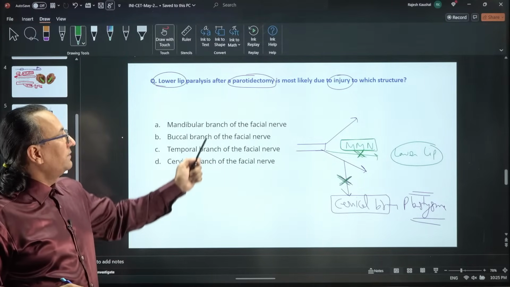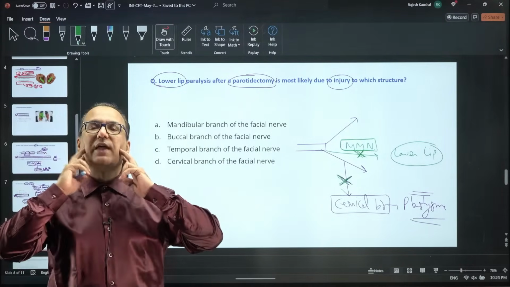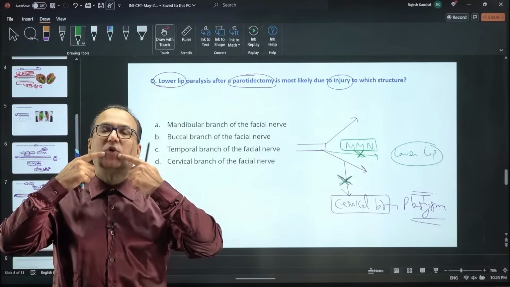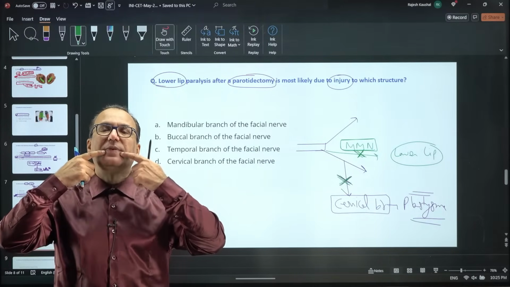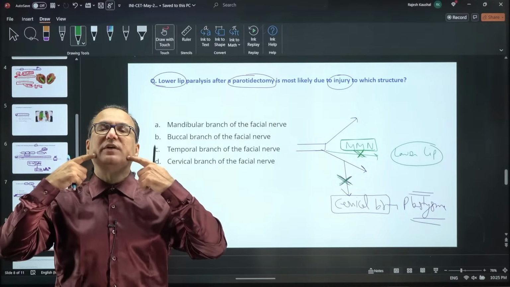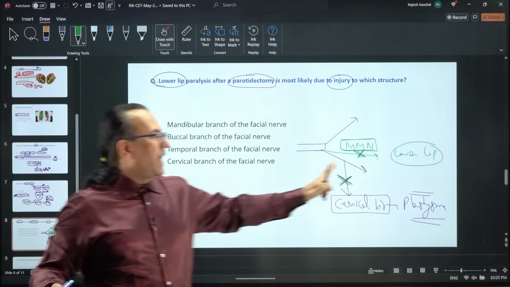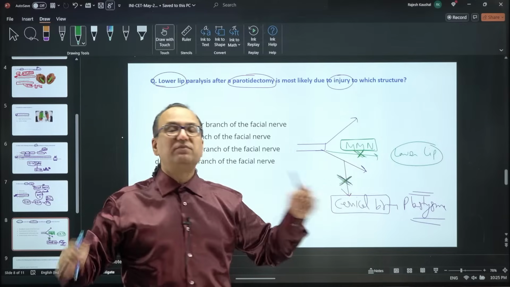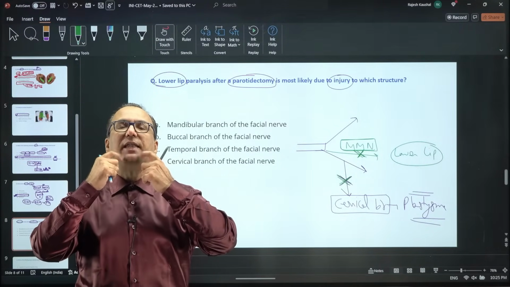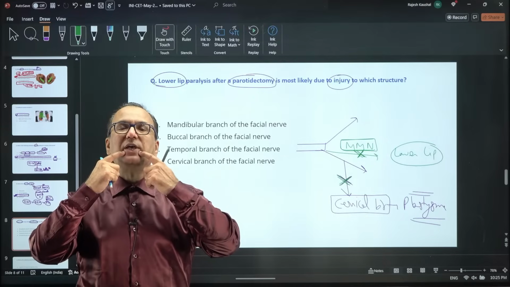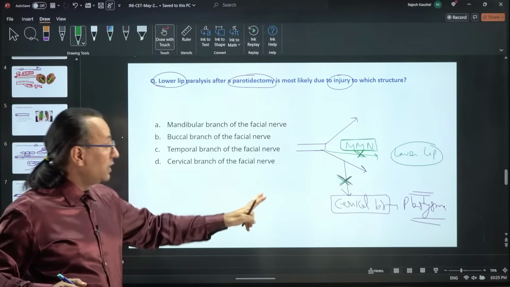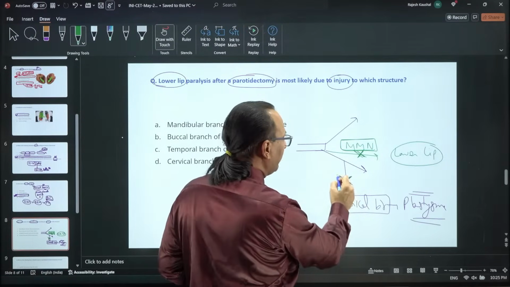Now if we are doing parotidectomy and have damaged the marginal mandibular nerve, why will there be a problem with the lower lip? Because the lower lip depressor, the depressor labii inferioris, will be compromised. If the marginal mandibular nerve is damaged, the lower lip muscles like the depressor labii inferioris will be compromised and the patient will have difficulty taking the lip down. Point 1. Point 2: what will happen if I damage the cervical branch?